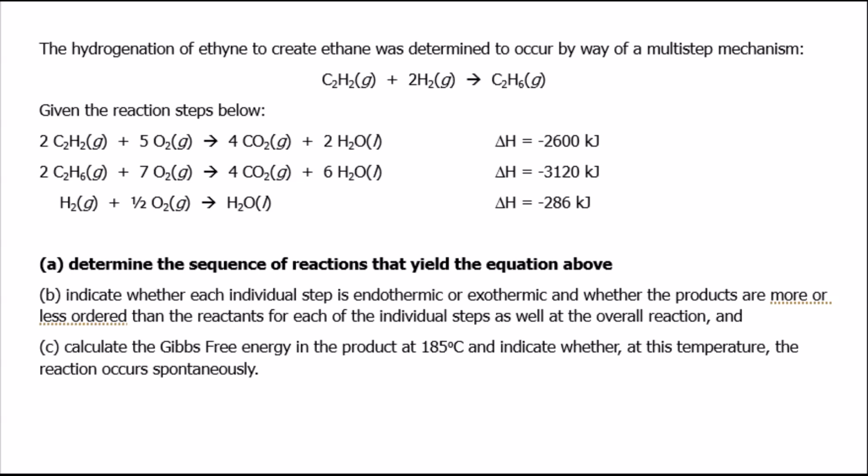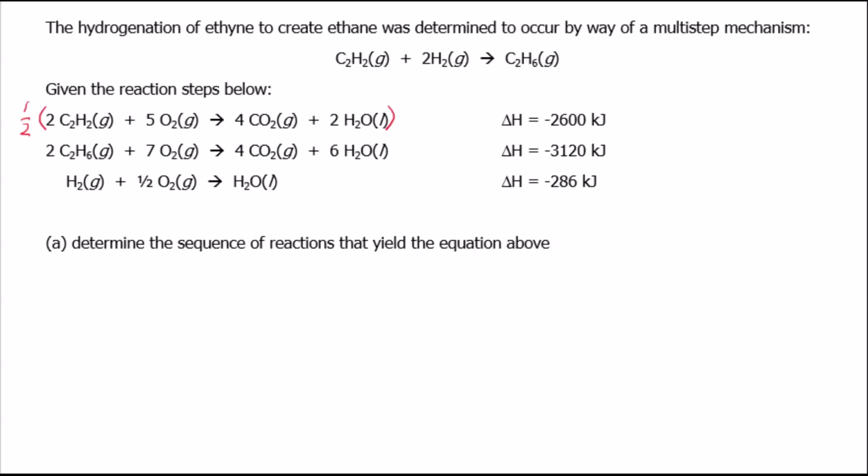So, looking at part A, we are given the reaction steps and the overall reaction. And what is asked is how those steps become the overall reaction. And how we're going to do this is we're going to multiply each of those steps by a coefficient and/or flip the direction so that anything that's not in that overall reaction will cancel and anything that is in the overall reaction will have the correct coefficient.